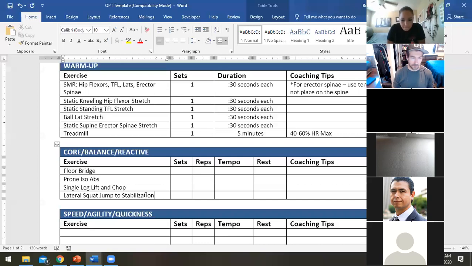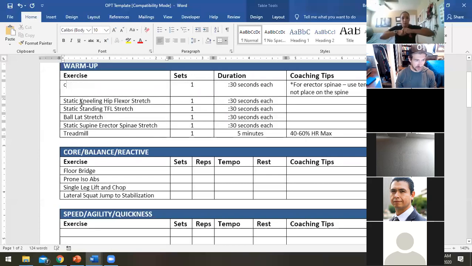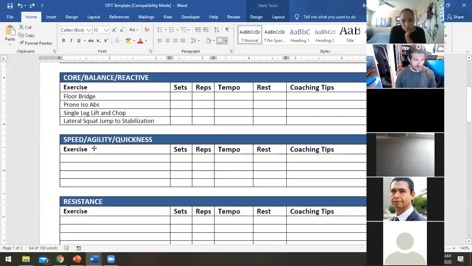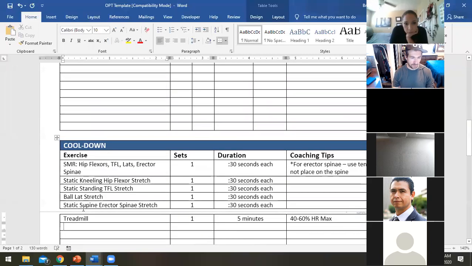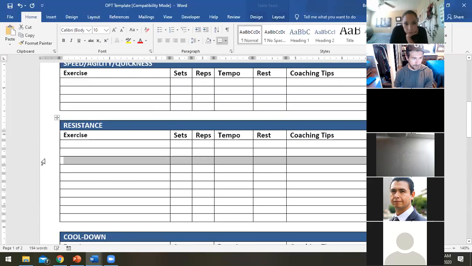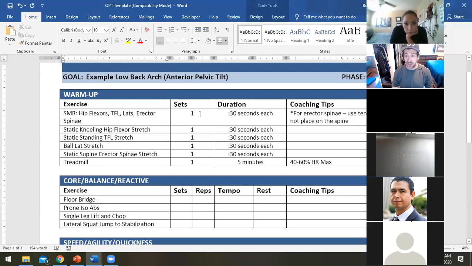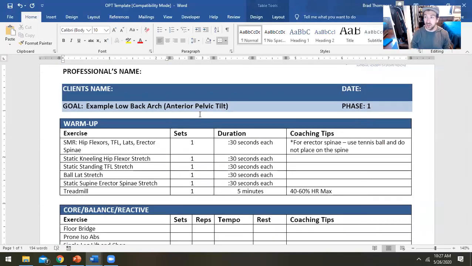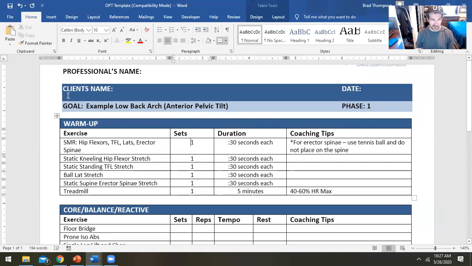No? Cool. All right, so what we're going to do is I'm going to copy this and make it our cool down. All right, and then let's go ahead and build. Let's talk about one more movement compensation today.